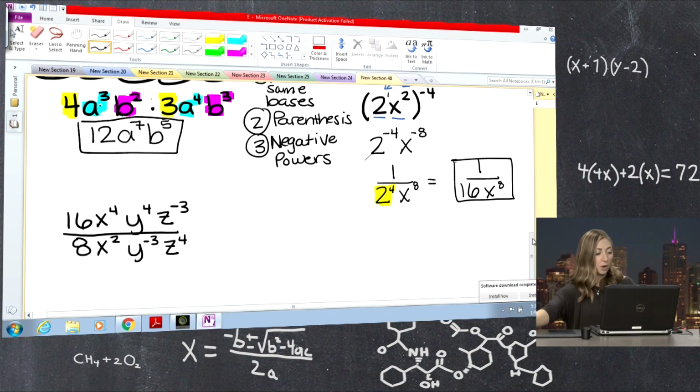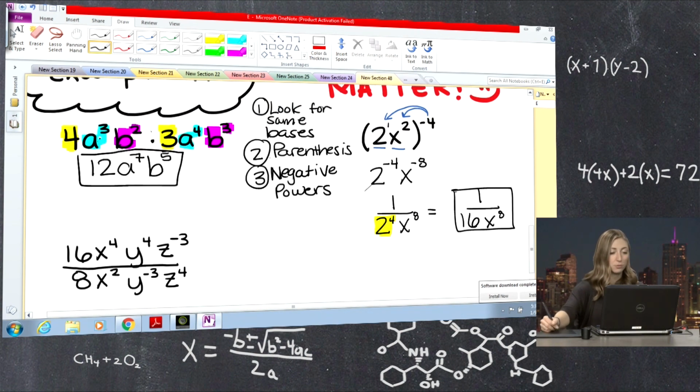All right, last example. First we're going to do what we said here. We're going to look for same bases. So I've got regular numbers here. I call them regular numbers. We don't have any parentheses. I've got some negative powers. So maybe we'll look for our same bases first. And then I've got the z.